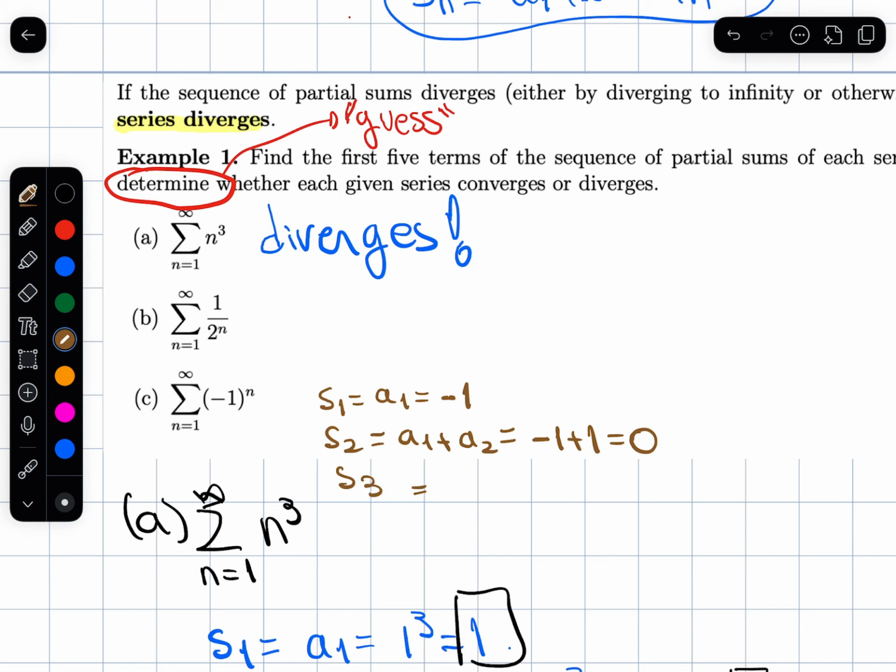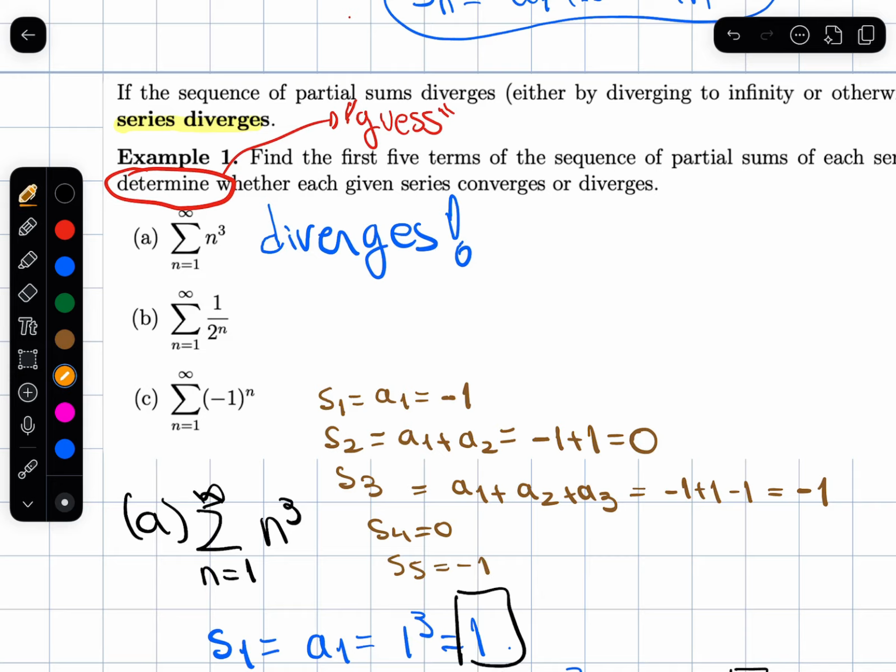S3 is going to be A1 plus A2 plus A3. So it's going to be -1 plus 1 minus 1. So it's going to be back to -1. And this is going to continue happening. S4 is going to be 0. S5 is going to be -1.